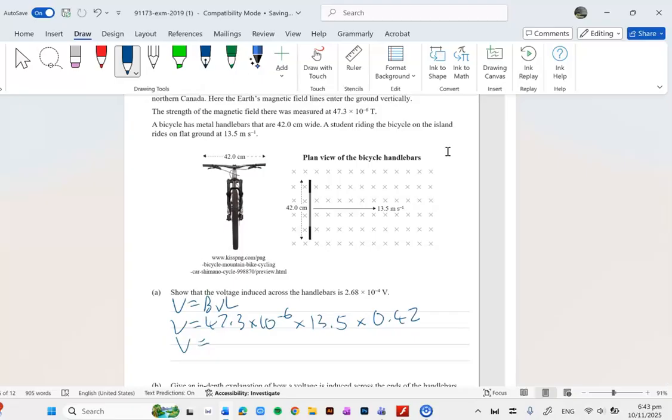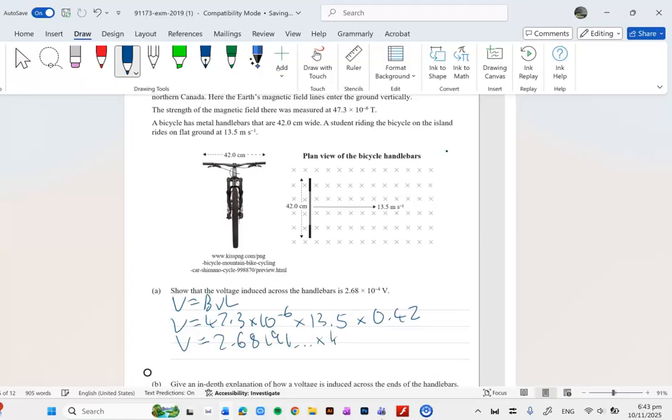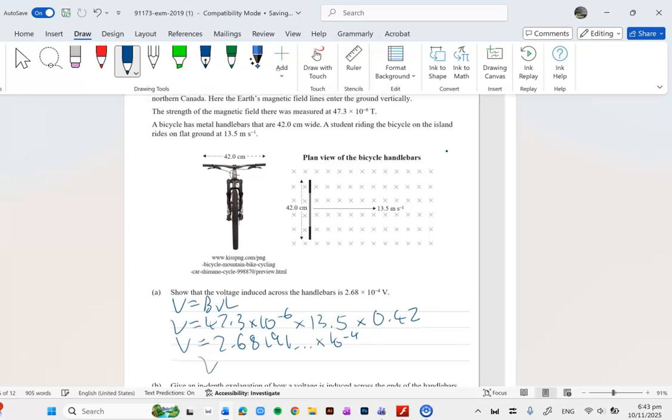47.3. Oh no, I have 7 minutes left. Oh, I should be fine then. Times 13.5 times 0.42. Okay, yep. I get 2.68191 times 10 to the negative 4. So V equals 2.68 times 10 to the negative 4 volts. Easy.